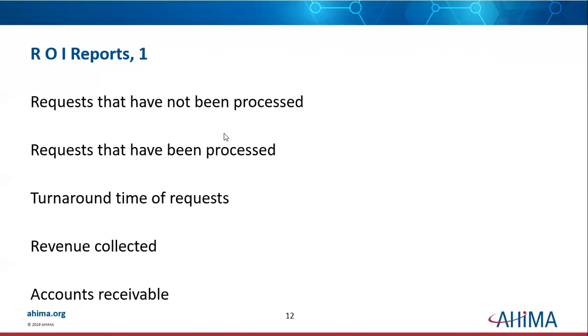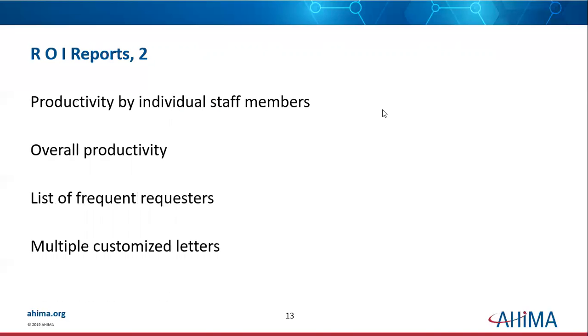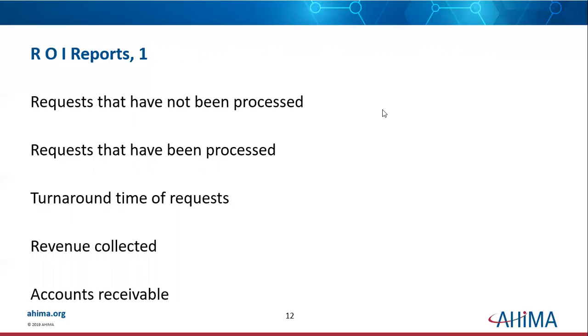Requests that have not been processed are also facilitated through the system in terms of tracking. Requests that have been processed, requests that have not been processed. Turnaround times can be collected, which is very pertinent information in terms of productivity standards being met, revenue collected, and accounts receivable. How much are we receiving in terms of revenue for release of information?